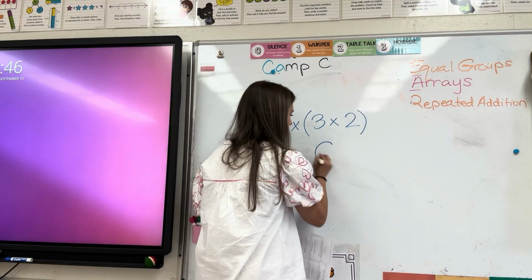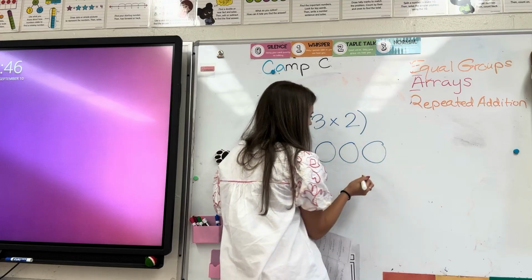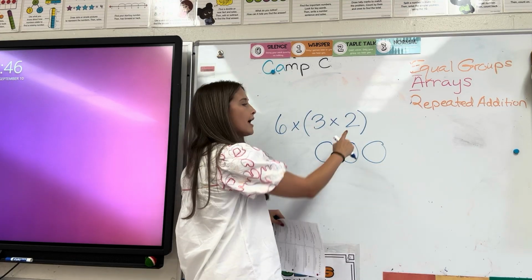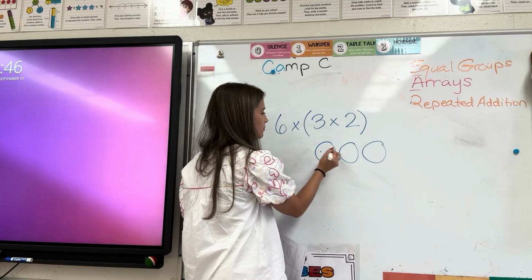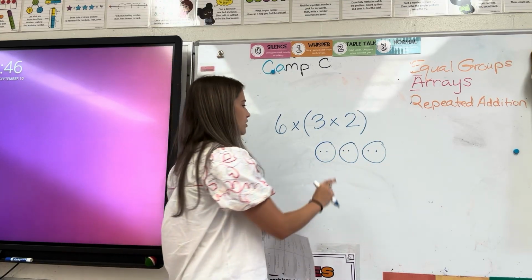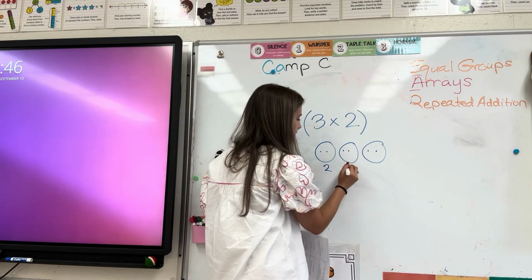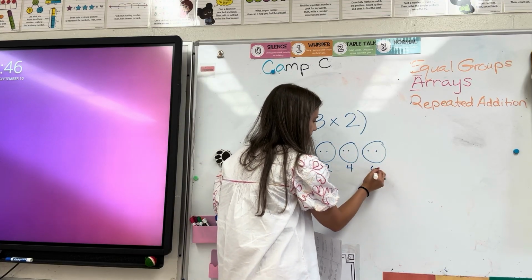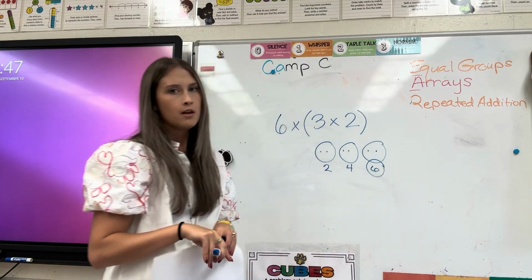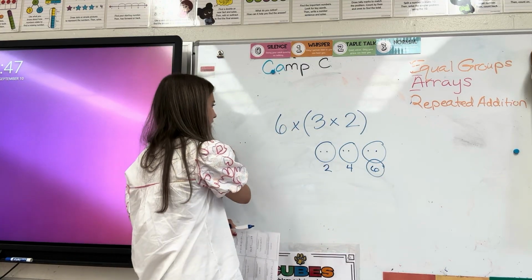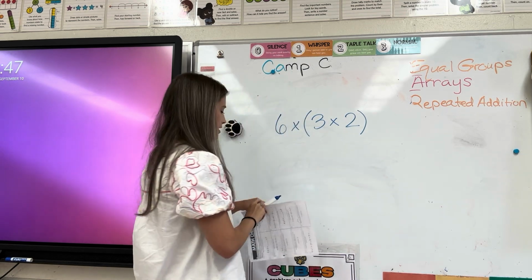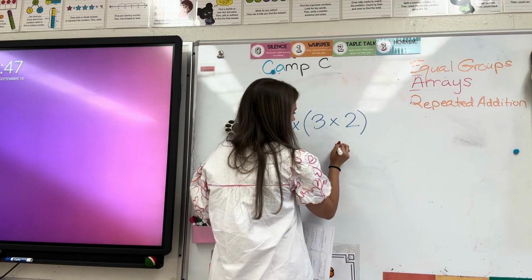3 groups. 3 groups of, how many is in each group? I already used my 3. How many is in each group? 2. So put 2 dots in each one. Now let's skip count. 2, 4, 6. So what is 3 times 2? 6. Make sure you have that. Get it before I erase it. So now I solved 3 times 2 is 6.